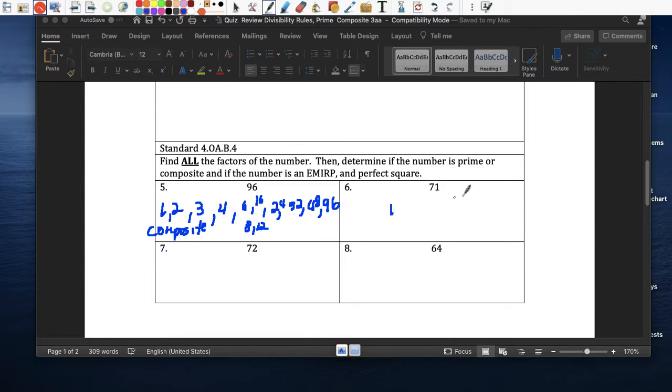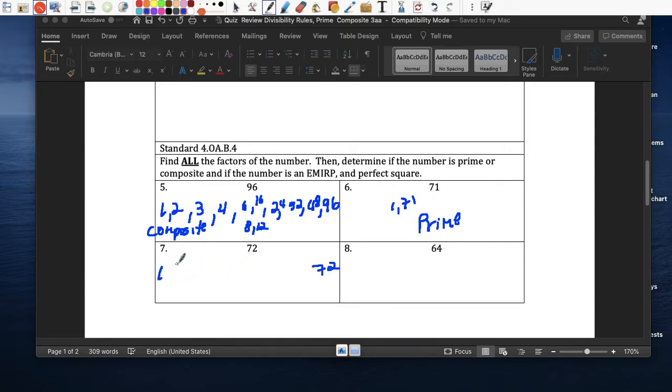71. We got 1 and 71. Is there more? 2 is a no. 3 is a no. 4 is a no. 5, no. So there's only 2. So this is a prime number. There's only 2 factors, right? 1 and 71.